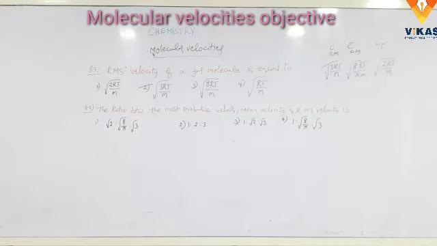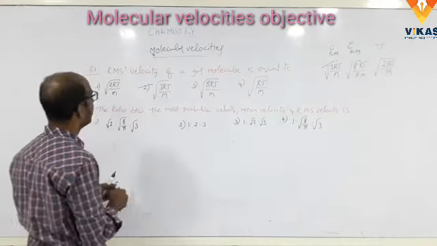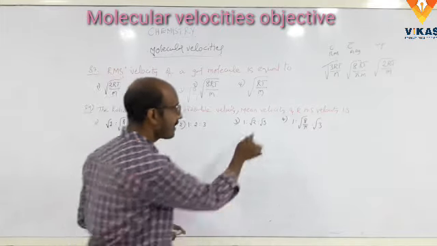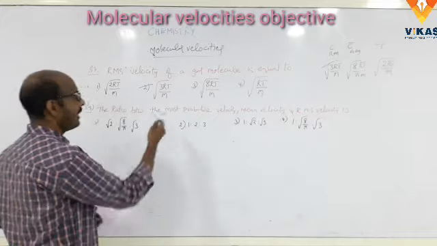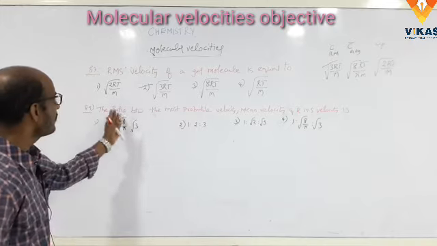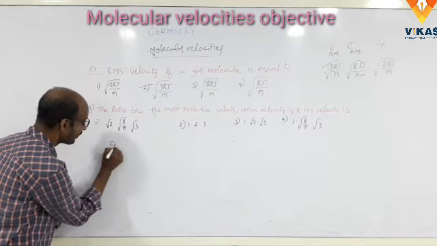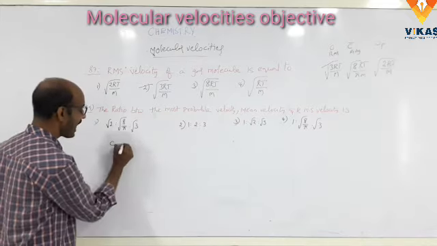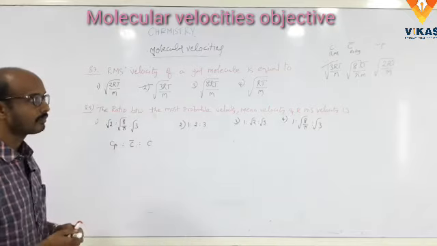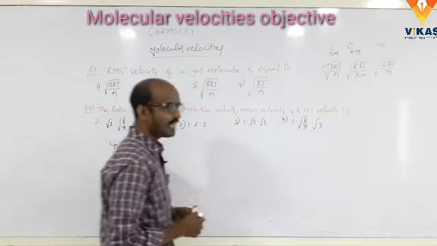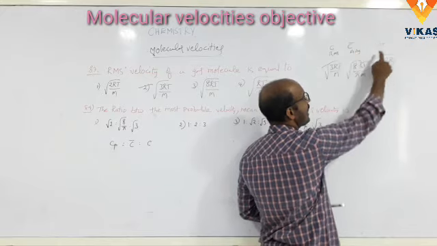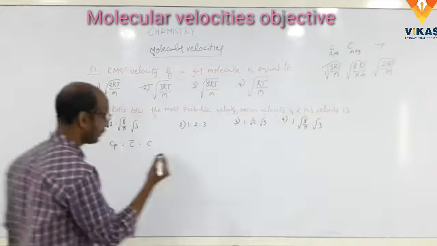Okay, so look at this once. The ratio between the most probable velocity, mean velocity, which means average velocity, and RMS velocity. Here the four options are given. The first one is the most probable speed, that is C p, mean velocity means average velocity, that is C bar, and RMS velocity, that is C. We know the three velocities: C RMS is root of 3 RT by M, C average is root of 8 RT by pi M, and most probable velocity is root of 2 RT by pi M. Sorry, 2 RT by M.